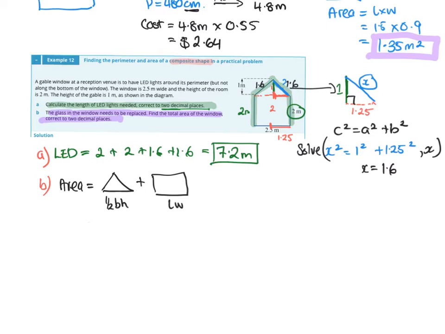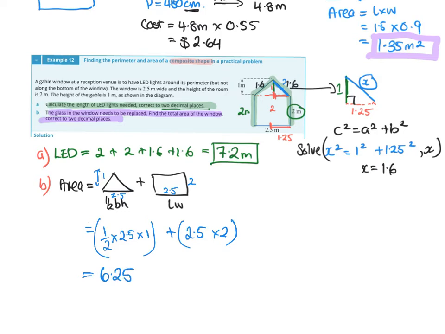Okay, so if you add in what you know about those things, we knew the base of this was 2.5. We know that one's 2, so we've got that. Now we know this is also 2.5, and we knew the height, they told us that, was 1. So if we write that in, it's half times base, which is 2.5, times height, which was 1. That's the area of the triangle, and then we've got length times width, so 2.5 times 2. So you can just type that in your calculator and work out the area. Okay, so I did that and I got 6.25, and this is area, so what would the units be? Meters squared, good. And it said correct to 2 decimal places, which it already is, so I'm happy with that answer.